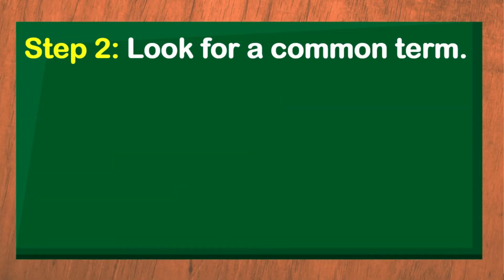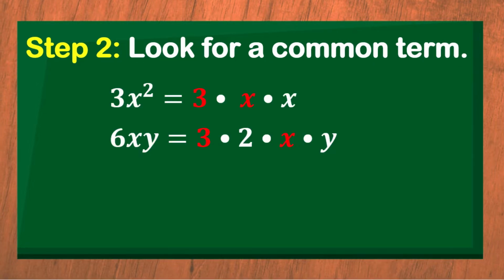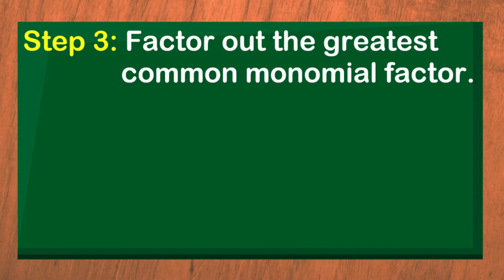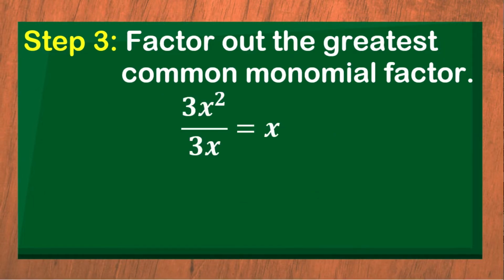For the second step, look for a common term. 3x squared equals 3 times x times x. 6xy equals 3 times 2 times x times y. The common term is 3 times x equals 3x. For the third step, factor out the greatest common monomial factor.